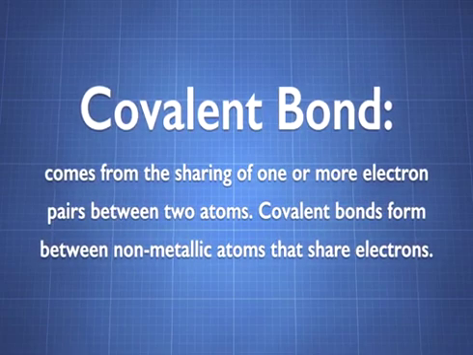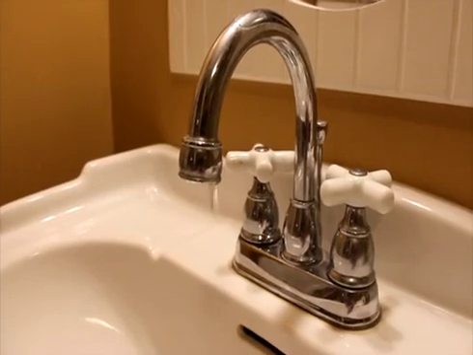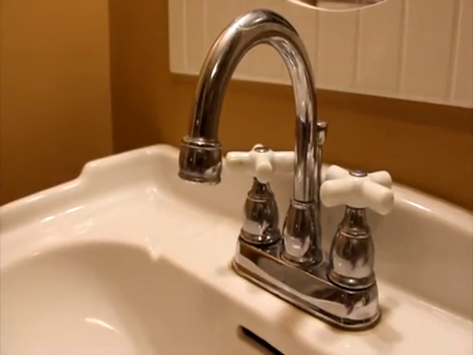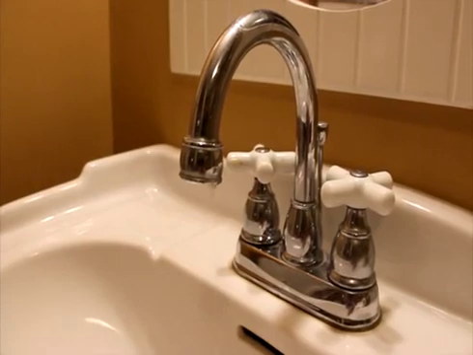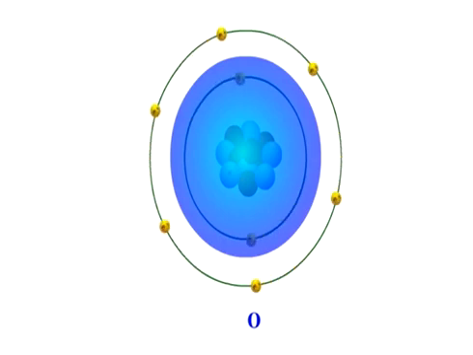Covalent bonds form between nonmetallic atoms. For example, a water molecule is formed by a covalent bond. It is composed of two atoms of hydrogen covalently bonded to one atom of oxygen. Hydrogen has one valence electron. It requires another electron to have the stable configuration of helium. Oxygen has 6 valence electrons. It requires 2 electrons to complete its outer electron shell according to the octet rule.